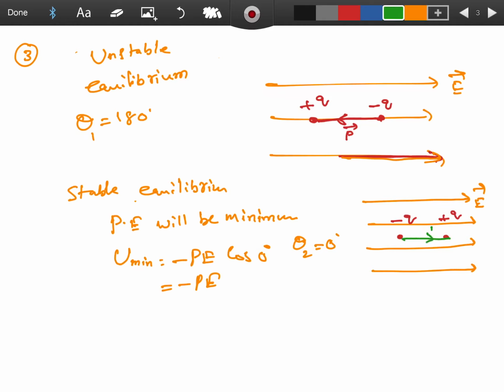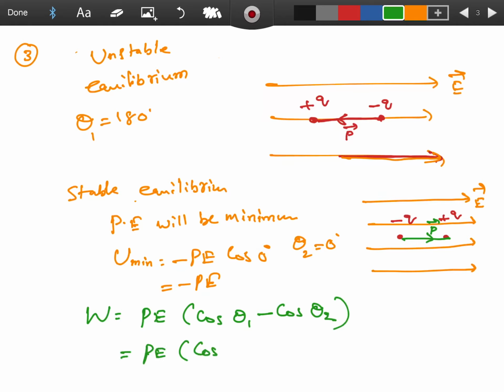Like this. Here P bar and E bar are both in the same direction. Now there is an equation for the work done to rotate the dipole: work done to rotate the dipole, formula PE into cos theta 1 minus cos theta 2. What is cos theta 1 here?